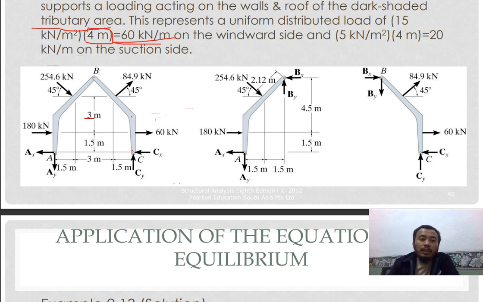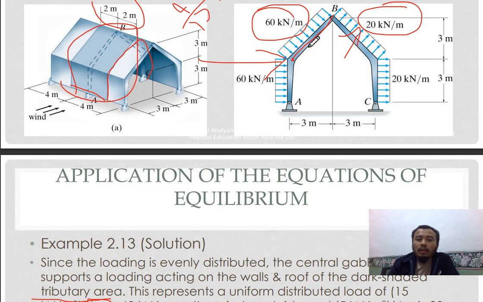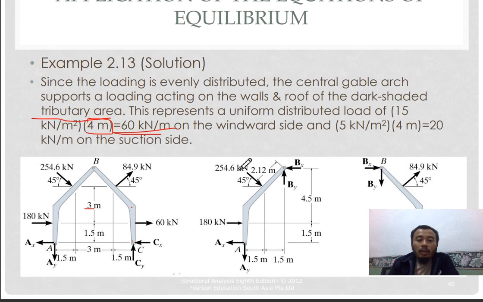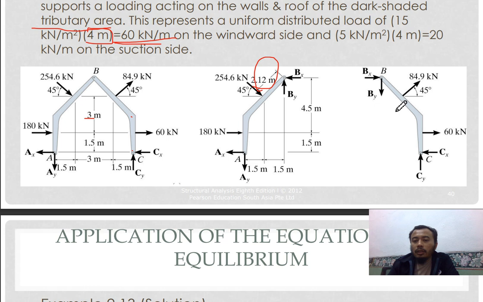So basically, when you have a distributed load, such as here, this is a UDL, uniformly distributed load, the load will be acting at the midpoint. If it is 3 meters here, then it will be acting at 1.5 meters of the length. For example, here is 4.42. So the load is acting at the midpoint, which is 2.12 meters, which is similar also to this one.